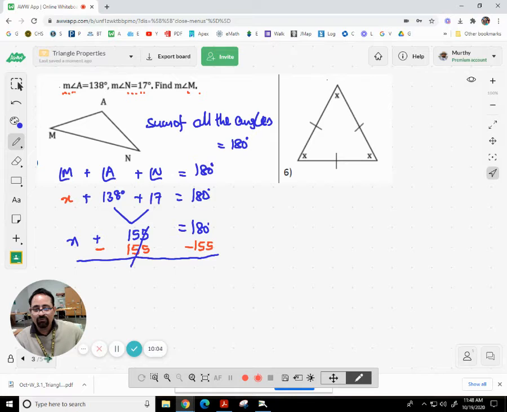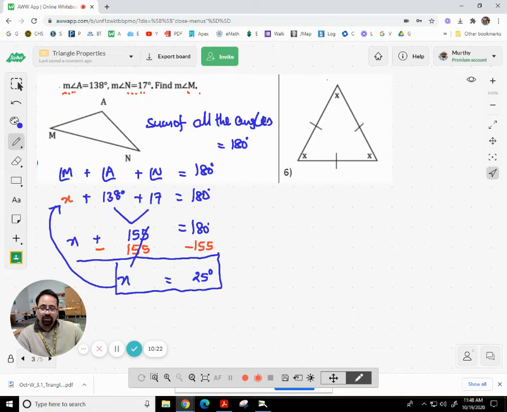155, take away 155. Then 180 minus 155, that gives you 25 degrees. Again, you may plug back the value of x in the equation and check whether the sum equals 180 degrees or not.